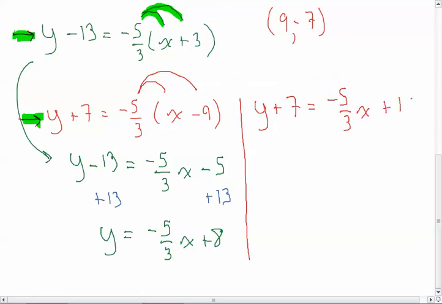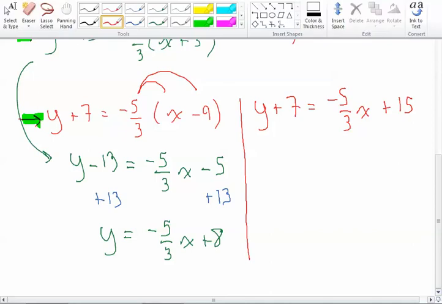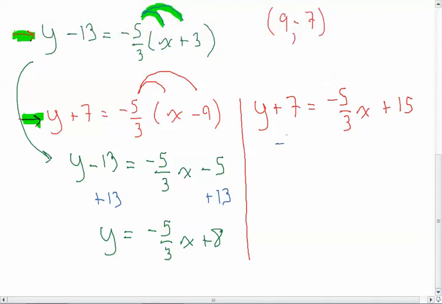So negative 5 over 3x and negative 5 over 3 times negative 9 is equal to positive 15. Okay. So now what I want to do is subtract 7 from both sides. And we get y is equal to negative 5 over 3x plus 8.